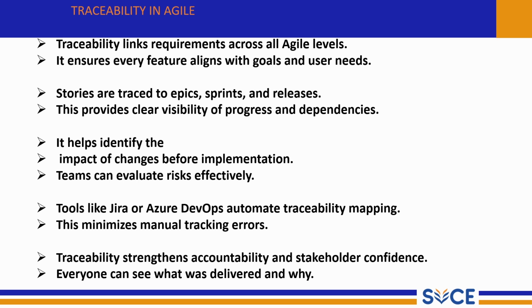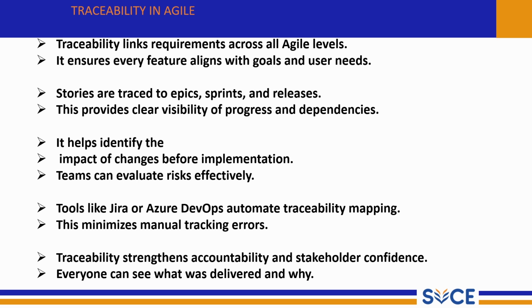Stories are traced to epics, sprints, and releases. In Agile, small tasks are called user stories. They are grouped into larger modules called epics. These are then planned inside the sprints and finally released to users. Traceability connects each story to its epic, sprint, and release plan.